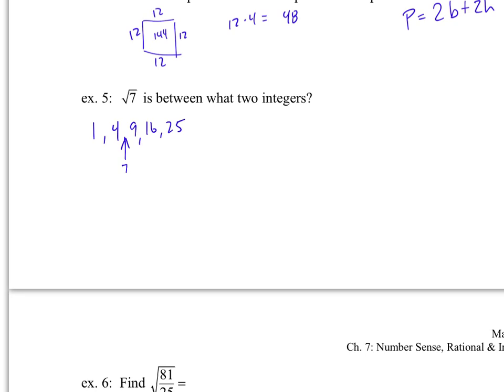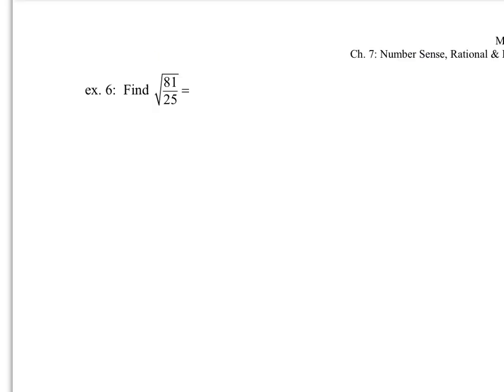To get my 1 was 1 squared. To get my 4 was 2 squared. To get my 9 was 3 squared. And so on. So 7 is going to be somewhere between what 2 numbers here? 2 and 3. So the square root of 7 is between 2 and 3.